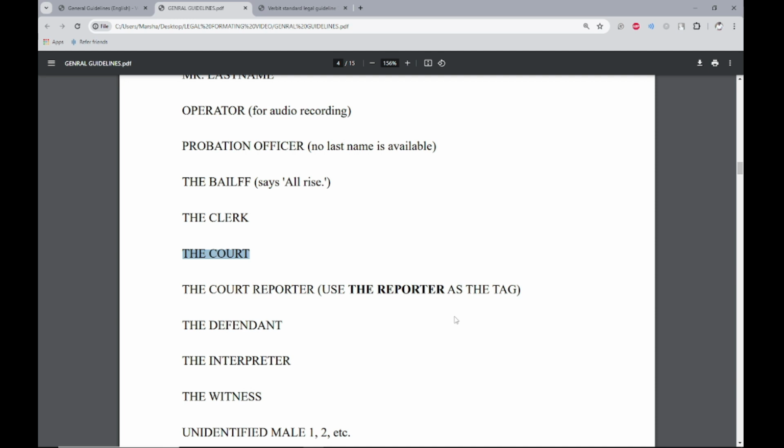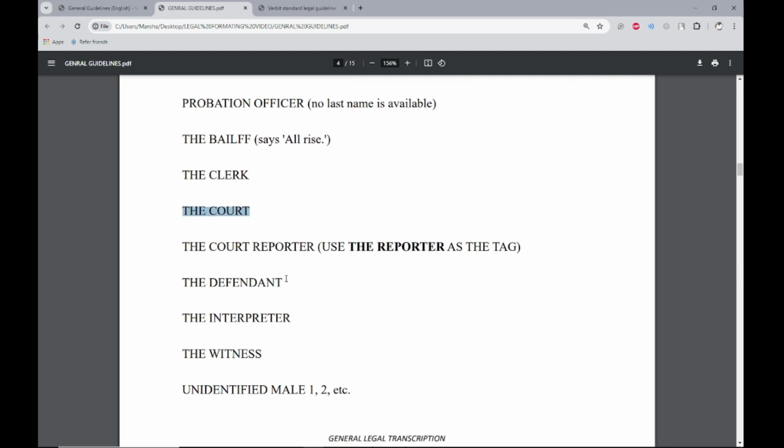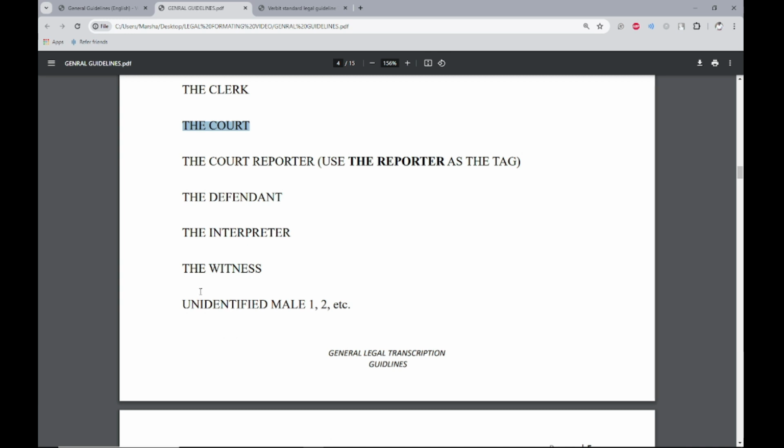Okay, then we have the defendant. Just go and Google who is the defendant, and also Google who is the plaintiff. So in a case, we have two people: the plaintiff and the defendant. Okay, then we have the interpreter. That's self-explanatory. We have the witness. The witness is the person who is being asked the question. That is the witness. All right, then if you don't know who is speaking, you are supposed to write unidentified male 1 or unidentified female 1.